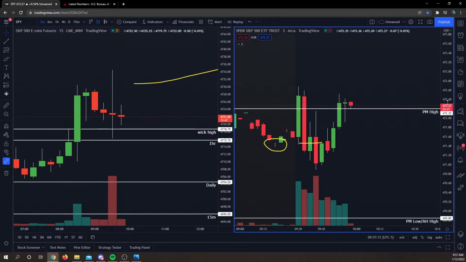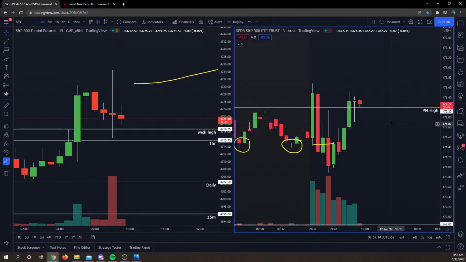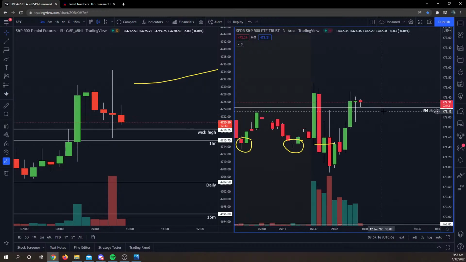Viewing this pre-market high as a support level here on SPY, you can see why these levels are so important: how we wicked and the candle body went right down to it. 472.20 is that level.